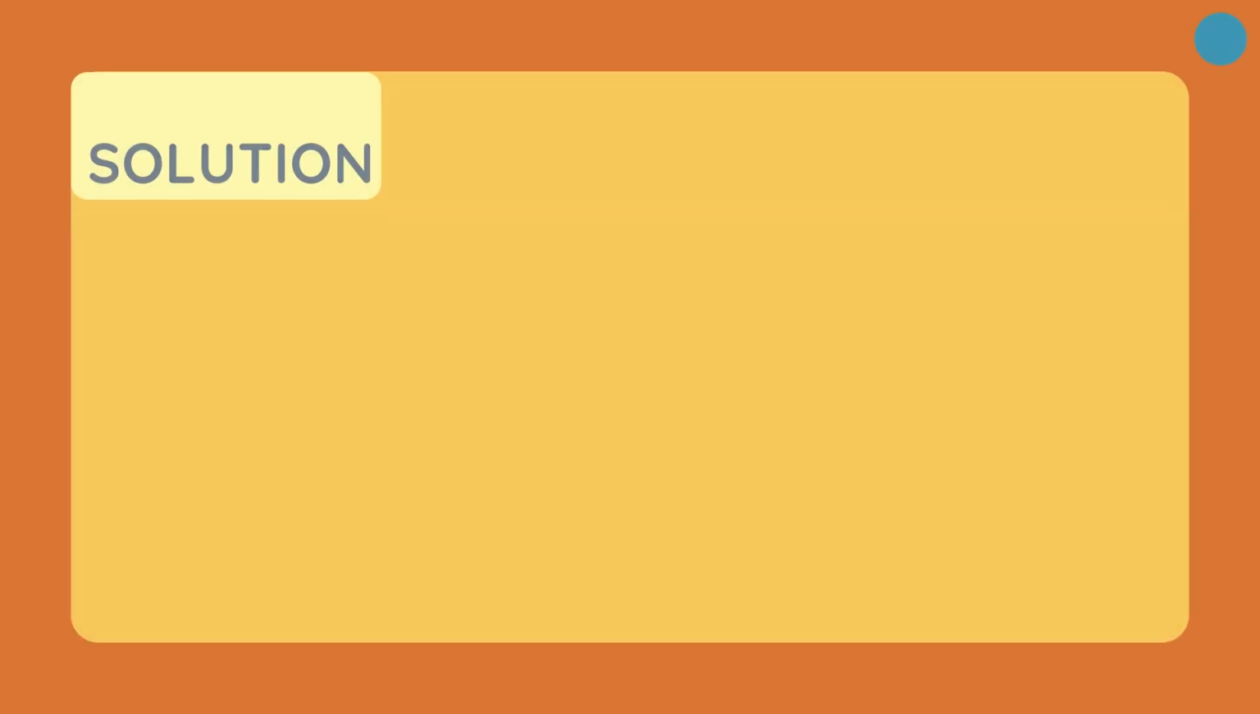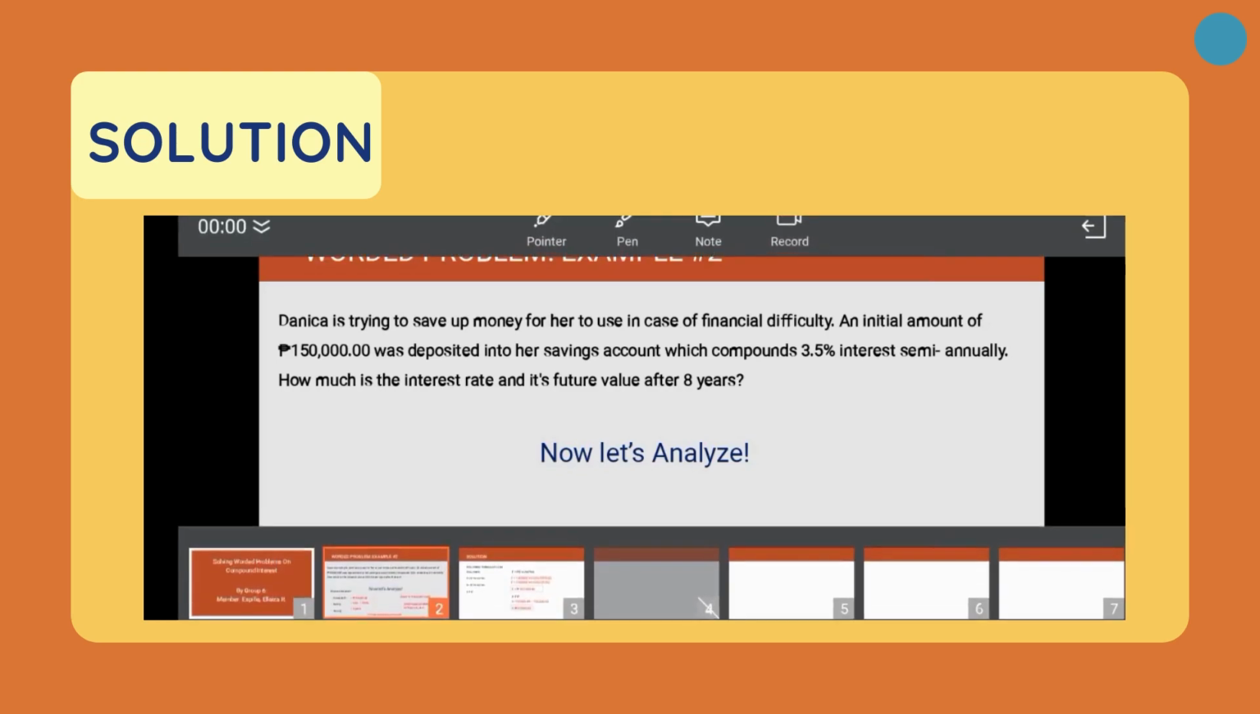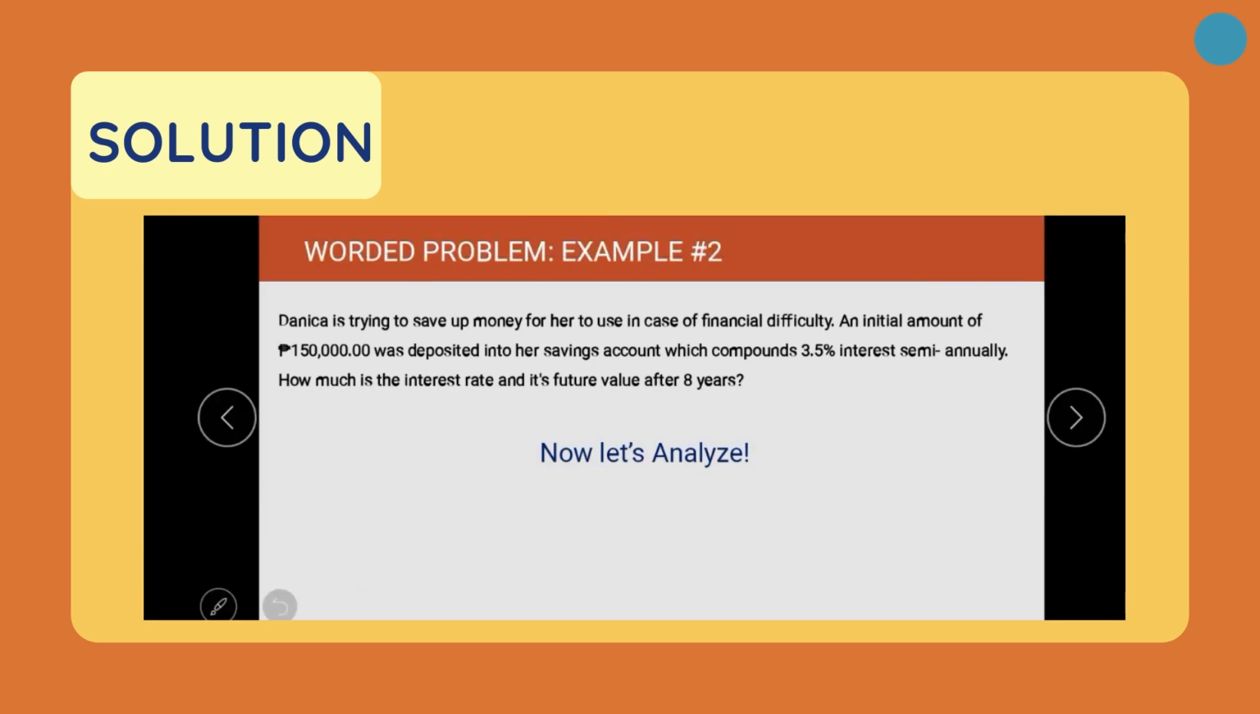So we're going to analyze the problem. We're going to find the given, and we're going to solve what is being asked or what is missing. So what are the given? We're going to find out what is the principal, the rate, time, and mode of compounding. So the principal is 150,000.